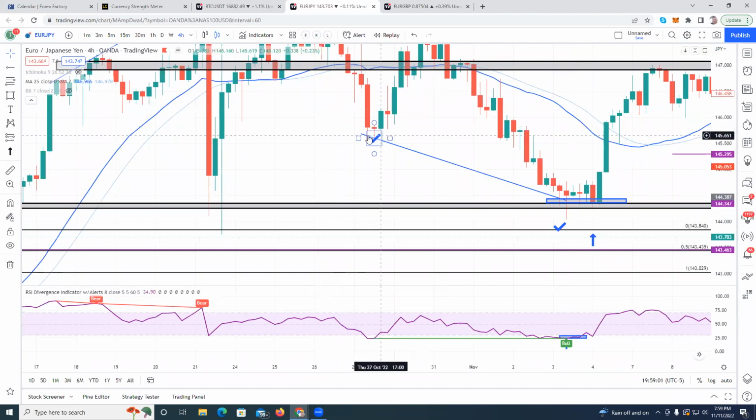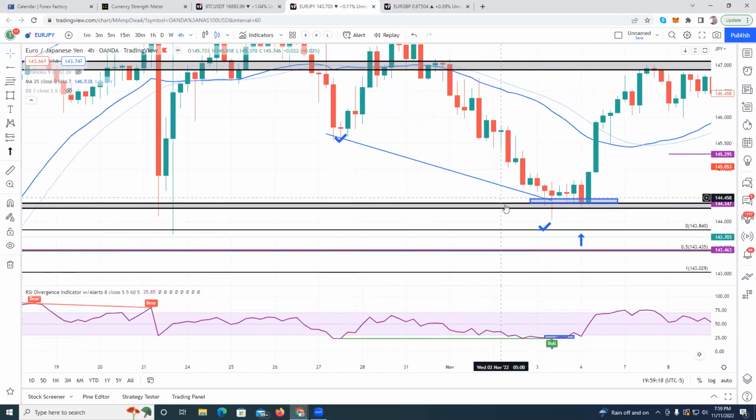Touched it here, so this would be the first touch. Price comes back over here, touches it again, and then again. Touches it here for 1, again, touches it here for 2, and then right here, it touches it for the third time. So this would be your entry area.